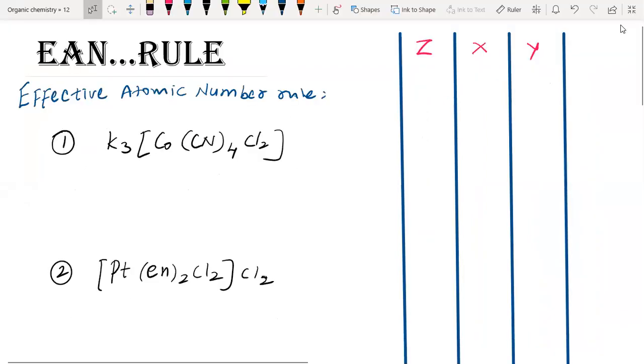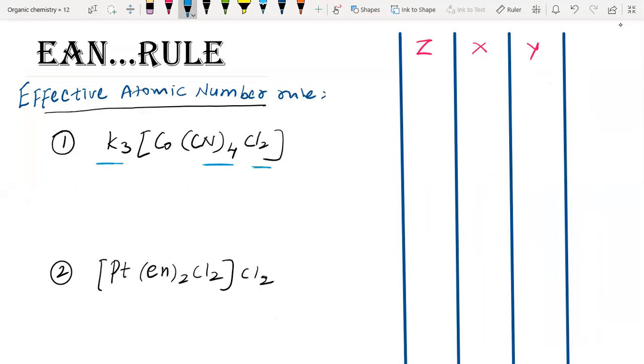Hello everyone. Let's see this EAN rule, which is the effective atomic number rule. Before going to the statement, first we'll see how to calculate it. For that, the complex here is potassium dichlorotetracyanocobaltate(III).